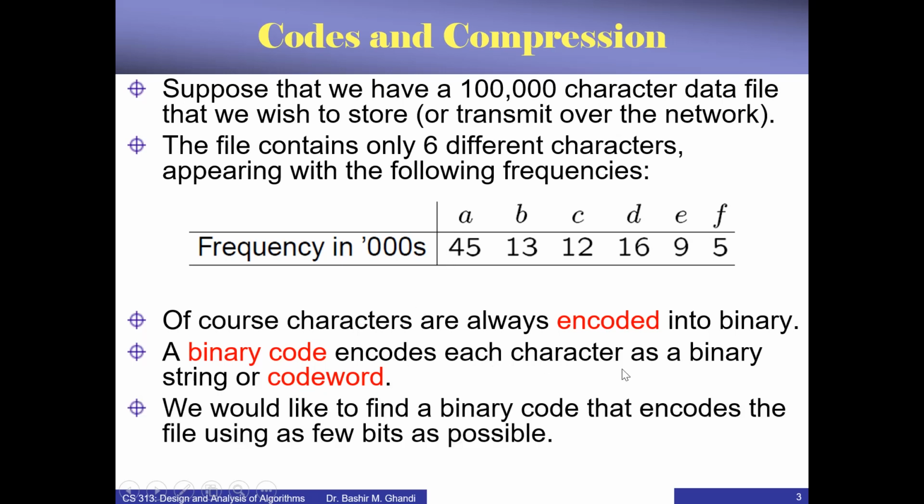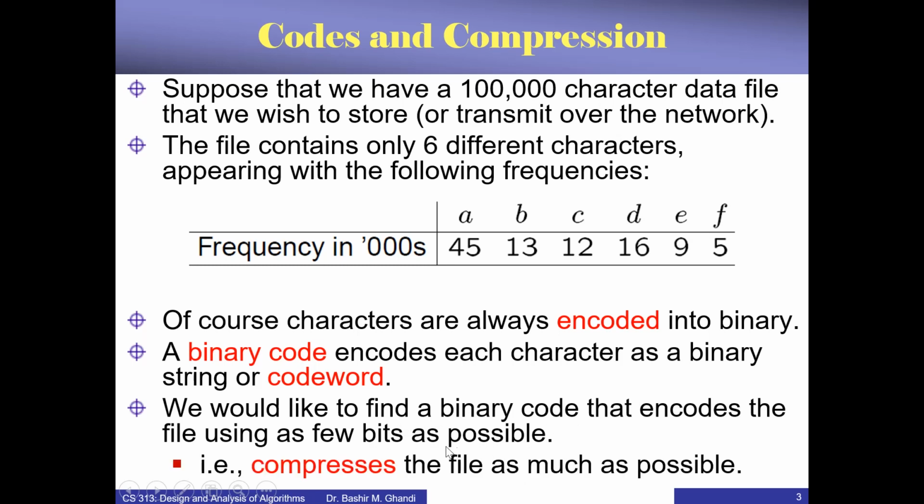All right. Now our objective in this Huffman coding algorithm that we're going to see is to find a binary code that will encode the characters in our file with the fewest bits possible. And that's basically what data compression does. It reduces the size of a file to the minimum possible. So we have a file of 100,000 characters, and we want to reduce it to the minimum possible bits. In other words, we want to compress the file as much as possible.